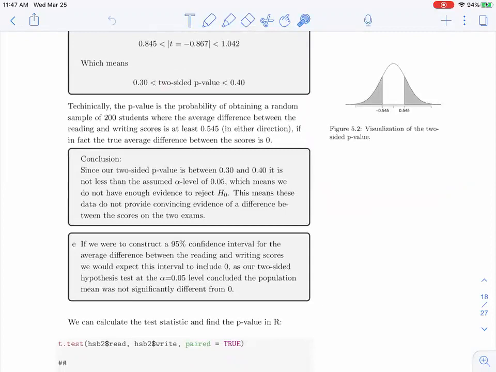So our conclusion: since our two-sided p-value is between 0.3 and 0.4, it's not less than our assumed alpha level of 0.05, right? Which means we do not have enough evidence to reject H0. So our p-value is not small enough, not smaller than 0.05, so you do not have enough evidence to reject H0, right? It's still so important that we do our conclusion in terms of H0. This means that the data do not provide convincing evidence of a difference between the scores on the two exams, right? The reading and the writing scores.